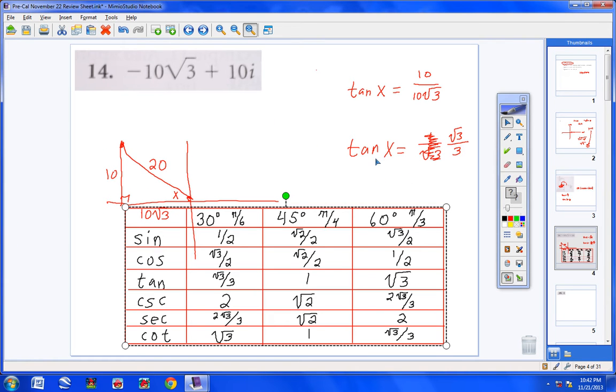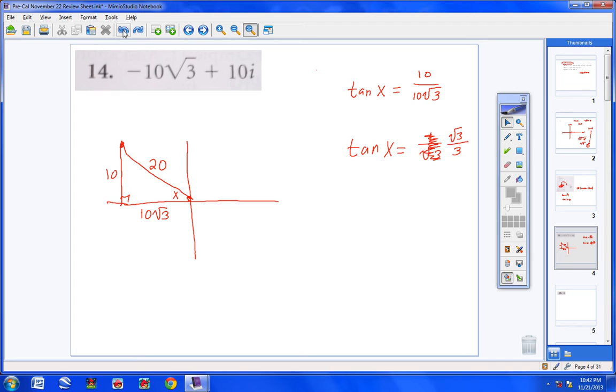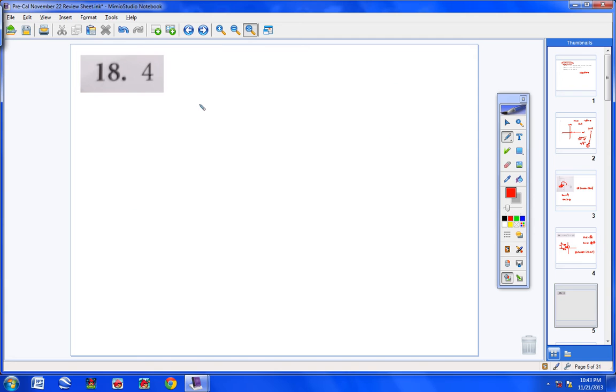All right, so tangent of what angle gives me square root of 3 over 3? Tangent of 30 gives me square root of 3 over 3. So I know this angle right here inside the triangle is going to be 30 degrees, so I put a 30 right here. Then I rotate from here to here. So the angle is 150. The hypotenuse is 20, so I put a 20. Then I put my parentheses, and then it would be cosine of 150 degrees plus i sine 150 degrees. All right, let's move on to the next problem, number 18.